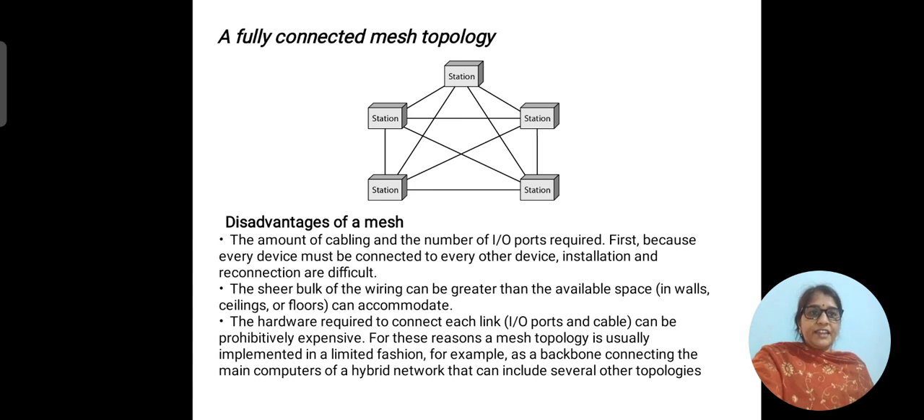The hardware required to connect each link, that is input output ports and cable, can be prohibitively expensive. For these reasons, a mesh topology is usually implemented in a limited fashion, for example, as a backbone connecting the main computers of a hybrid network that can include several other topologies.